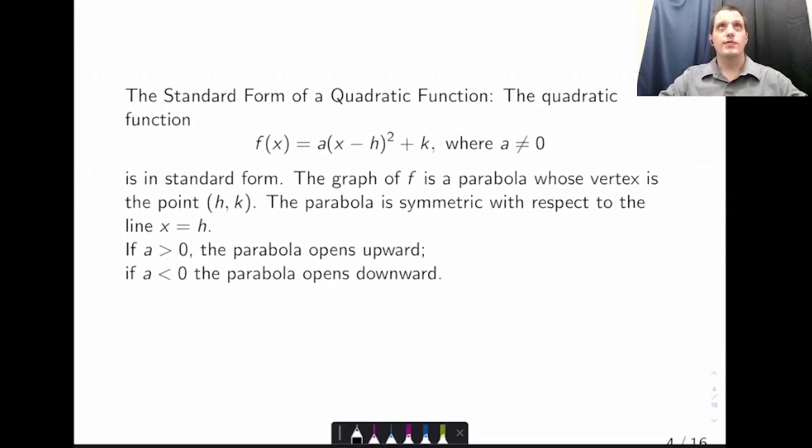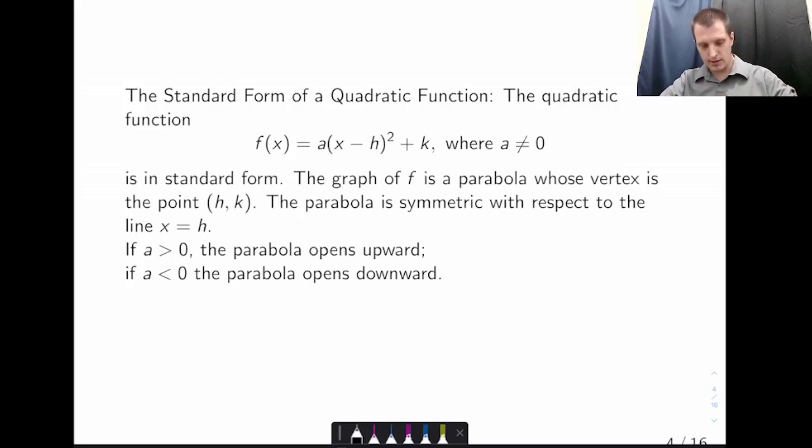The standard form of a quadratic function: the quadratic function f of x is equal to a times the quantity x minus h squared plus k, where a is not equal to 0. If a was equal to 0, we'd just have f of x is equal to k. And this is the standard form. The graph of f is a parabola whose vertex is the point h comma k.